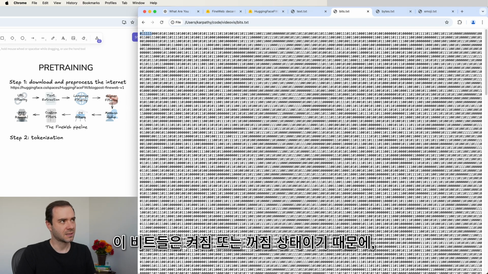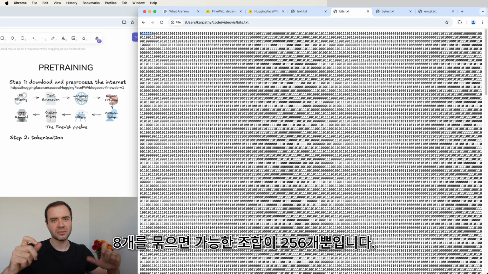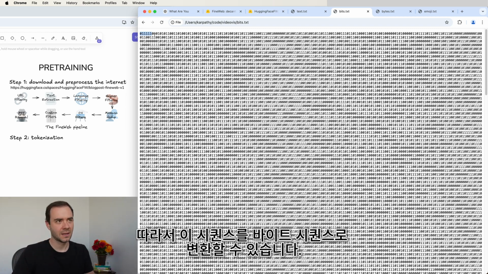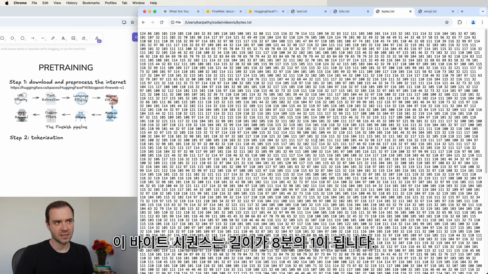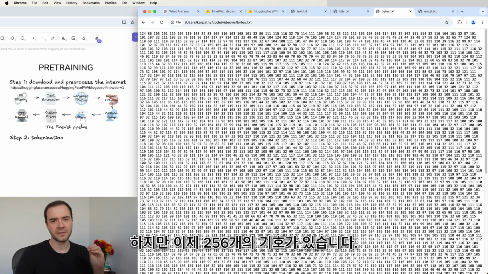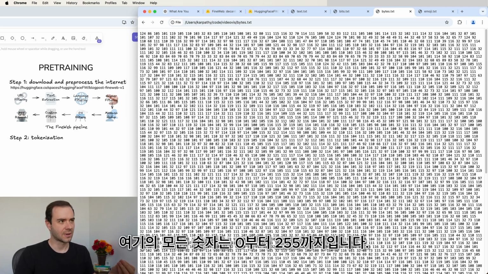Because these bits are either on or off, if we take a group of 8 of them, there turns out to be only 256 possible combinations of how these bits could be on or off. And so therefore we can re-represent this sequence into a sequence of bytes instead. So this sequence of bytes will be 8 times shorter, but now we have 256 possible symbols. So every number here goes from 0 to 255.